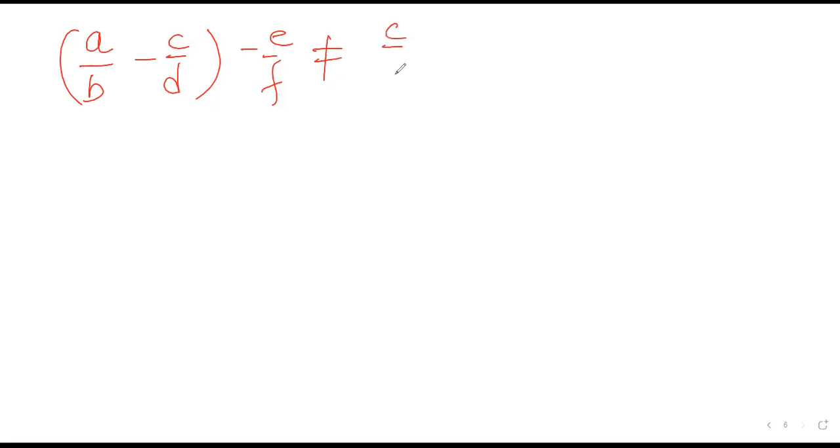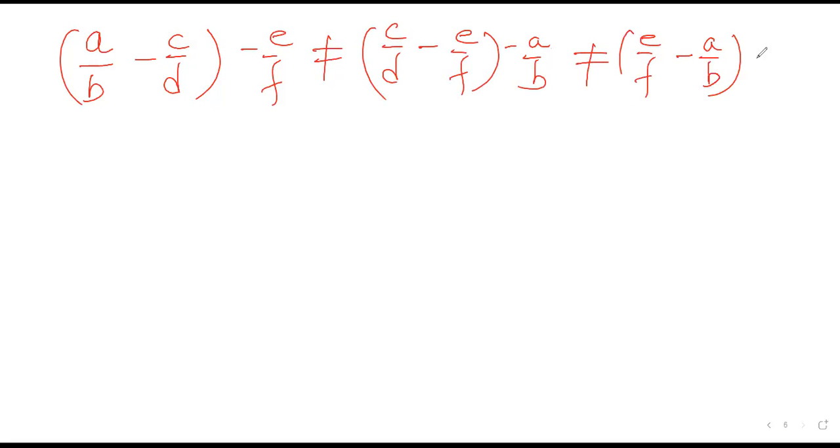But if I'm talking about subtraction, it will not work actually. It will not be equal: A upon B minus C upon D minus E upon F is not equal to E upon F minus A upon B minus C upon D. Similarly for division, this will not work. You can write it down yourself if you are interested.